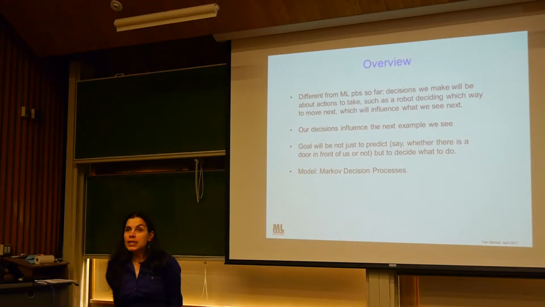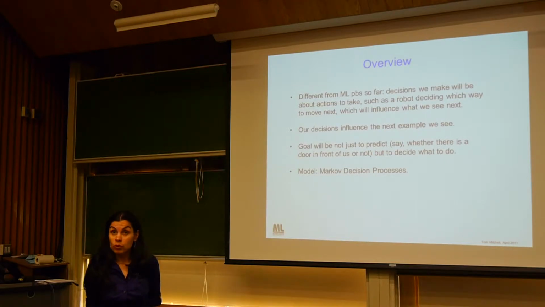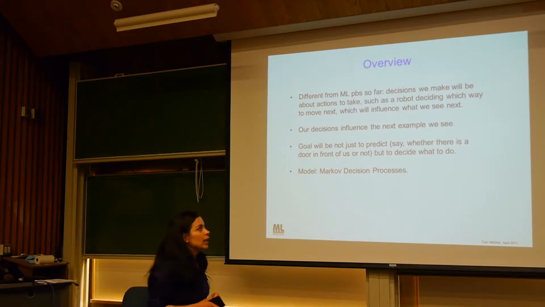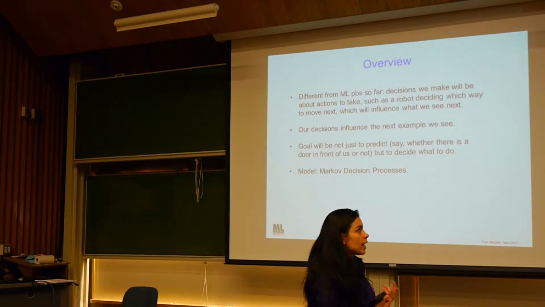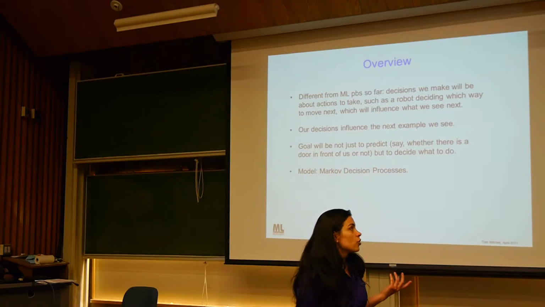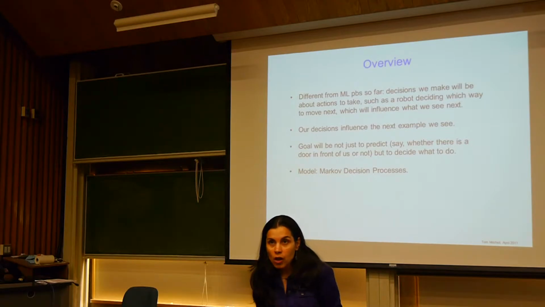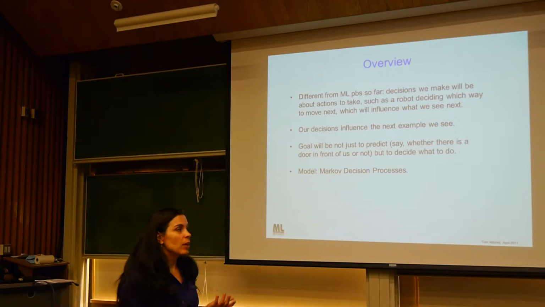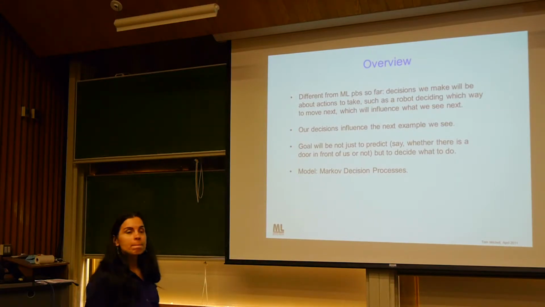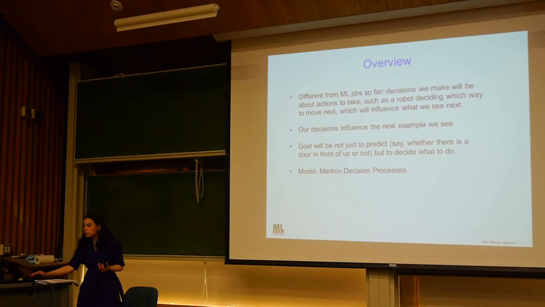And this then will influence what examples we see next, what state of the world we are in. So our decision will influence what we get to see next, which is a bit different from, say, supervised classification of things that we've been talking about so far. Also, our goal will not necessarily be to just do some prediction, like for example, whether there is a door in front of us or not, but we would also want to be able to decide what to do, what action to take. Again, in which direction should the robot go? So that's a kind of interesting, different type of machine learning problem.